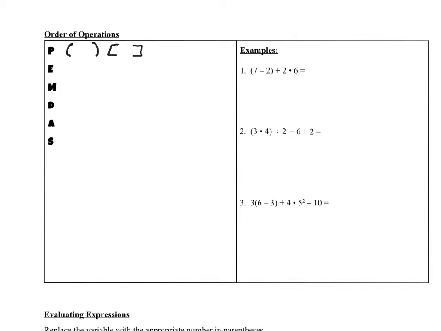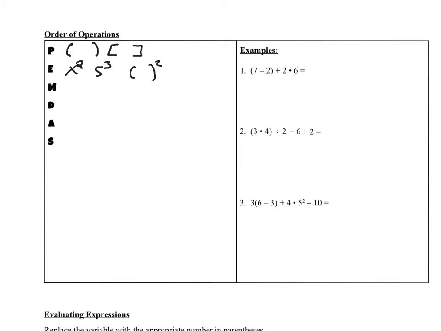Next is the E, and the E stands for exponents. Exponents or powers are situations where you have, let's say, an x squared, or maybe a 5 to the third. You could see them around or outside of a parenthesis, okay? And you'd have to do the parentheses first, and then you would square them. So situations with exponents or powers, that comes next.